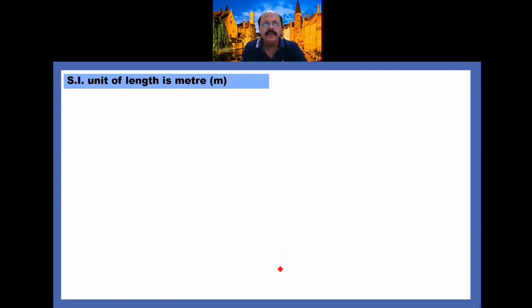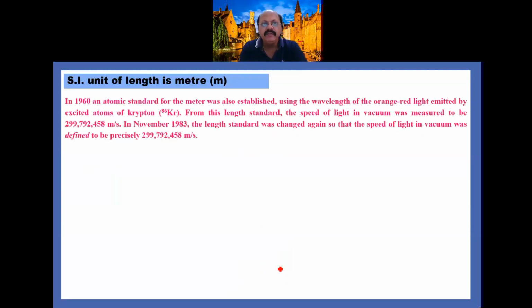Now come to another topic, that is the SI unit of length, which is the meter, that we have to discuss here in detail. In 1960, an atomic standard for the meter was established using the wavelength of orange-red light emitted by excited atoms of krypton-86. From this length standard, the speed of light in vacuum was measured to be 299,792,458 meter per second.